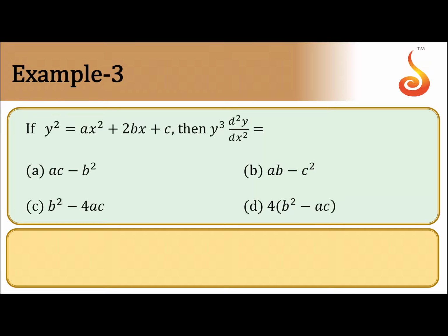x plus c, then y cube d2y by dx square, we have to find it. Let us take the new slide. Here, y square is equal to ax square plus 2bx plus c. Now, differentiating both sides with respect to x, we get 2y dy by dx is equal to 2ax plus 2b.